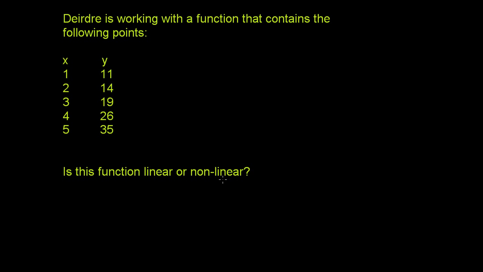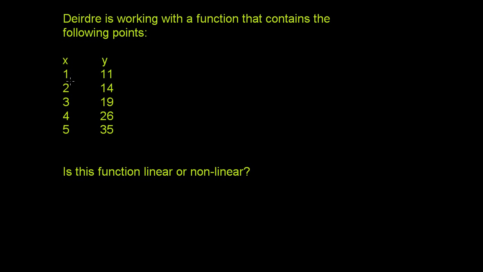So linear functions, the way to tell them is for any given change in x, is the change in y always going to be the same value? For example, for any one step change in x, is the change in y always going to be 3? Is it always going to be 5? If it's always going to be the same value, you're dealing with a linear function.